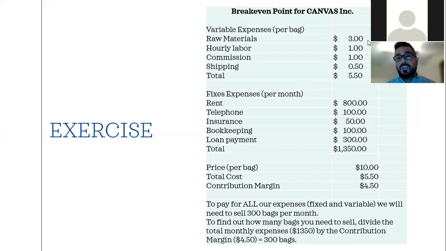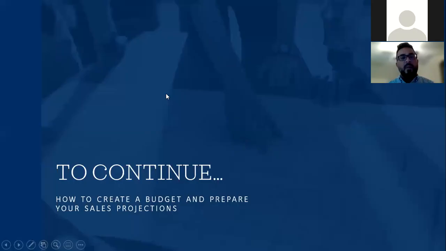And that's the amount left that we have to pay for all of the rest of the expenses. We knew that the expenses were $1,350. So we took that amount and divided it by the $4.50, since we already had covered the cost of production of the bag. And that number came out to 300. And then when you do the math, you'll see, let me see if it's on the other one.